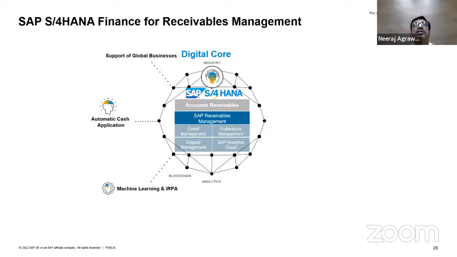Here you would see that we have S4 HANA, right? This is our core, or the digital core that we call, and then we have in it your accounts receivable management, which would have your credit management, dispute management, collections management, and also we have the capabilities of the SAP Analytics Cloud. So you would know that.